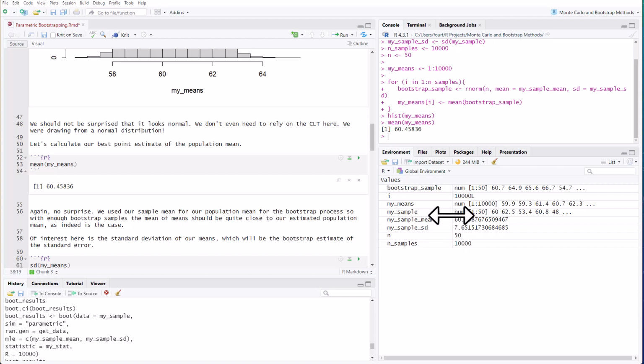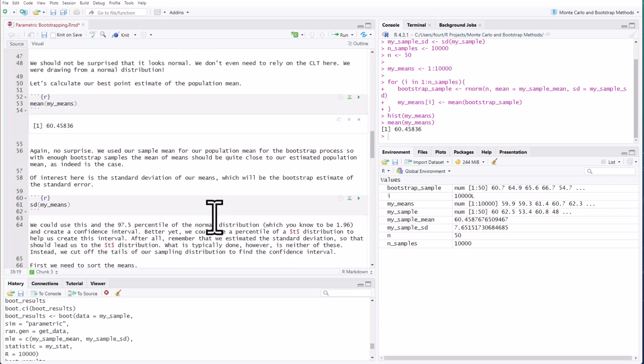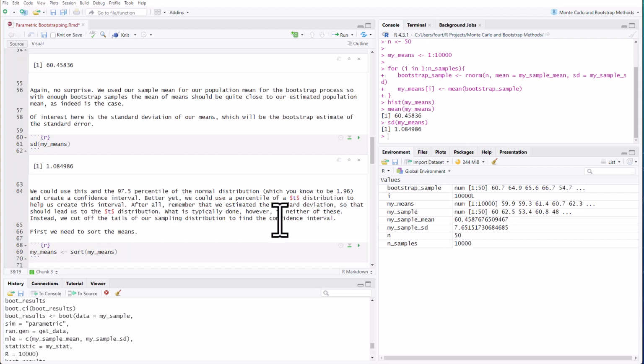Remember, our estimated population mean, I can still see it over here in my environment pane, is 60.4587, pretty close to 60.4584. Of interest here is the standard deviation of our means. That's going to be our Bootstrap estimate of the standard error. So our Bootstrap estimate of the standard error of the means is 1.08.